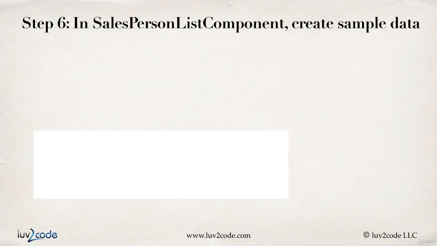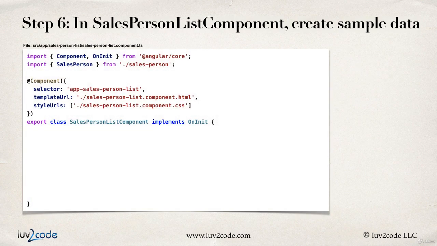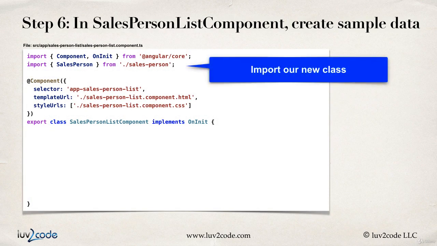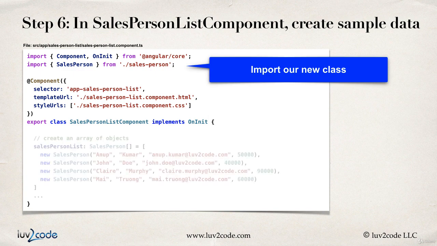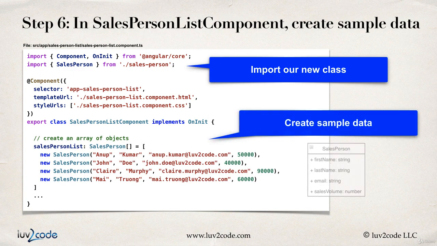Now moving ahead to step 6, in our salesperson list component, we need to create some sample data. All right, so here in my code, I'm going to import our new class salesperson, and then I'll create an array of objects. So I have salesperson list of salesperson with square brackets denotes an array equals, and then inside of this array, I simply create X number of salesperson objects here. So here I have entries for Anoop Kumar, John Doe, Clara Murphy, and May Trong.